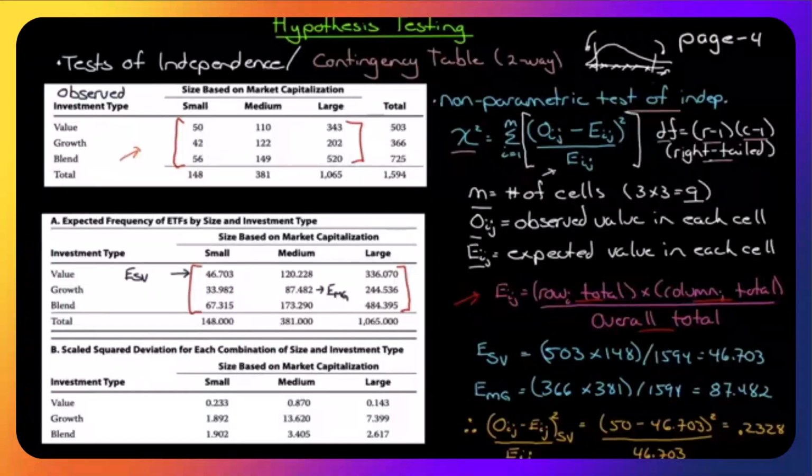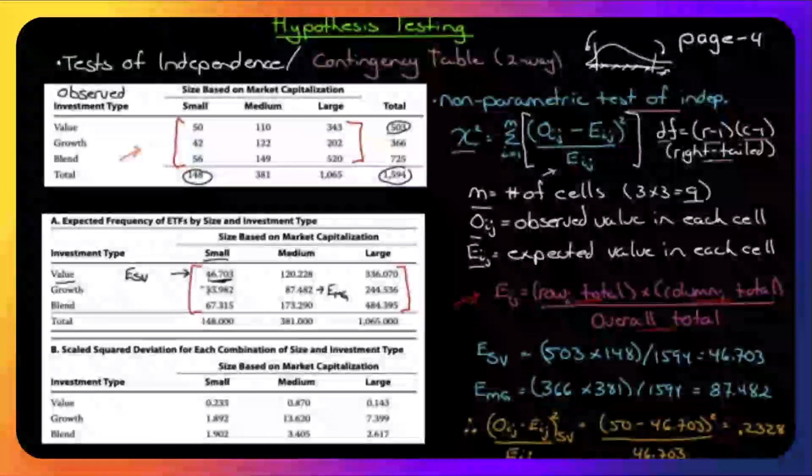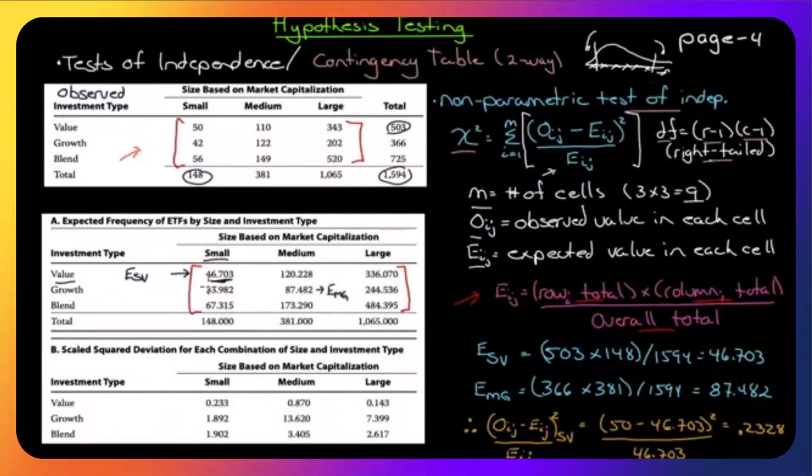So let's fill in a couple of cells here. We'll fill in the 46.703. I put the expected value for SV, for small and value. So if we sum across, we have 503. And the column total is 148. 503 times 148 divided by the total amount, which is 1594. We get 46.703. So we should expect to see 46.703 firms in that cell. We have 50 firms in that cell.